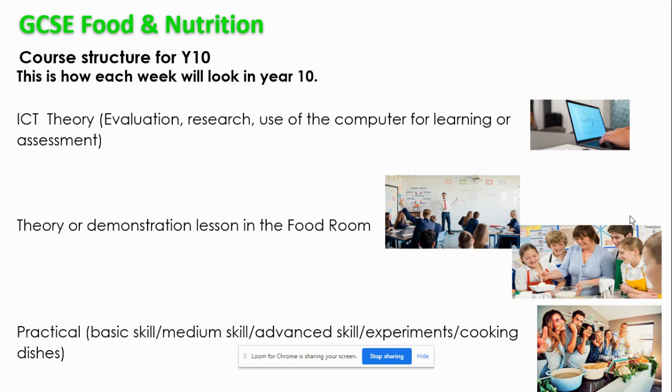So sometimes we do have practical theory too. Now the good news is every single week we have a practical lesson. So we get to do some cooking 1 out of every 3 lessons, where we focus on skills and developing skills.